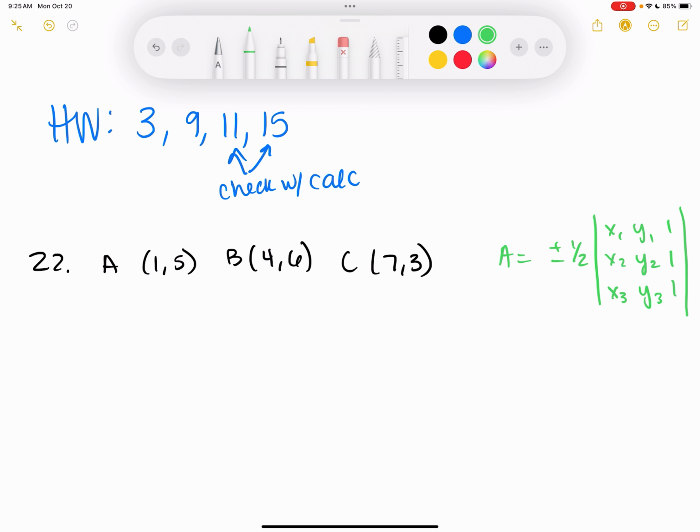So we have area is equal to, I don't know yet if it's going to be plus or minus, so I usually just start out by writing both. And then we have the determinant. Instead of putting the matrix bars, if we're taking the determinant of the values, we usually just do essentially absolute value bars that are just ginormous. That's how I think about them, but it just means to find the determinant. So it would be 1, 5, 1, 4, 6, 1, and 7, 3, 1.